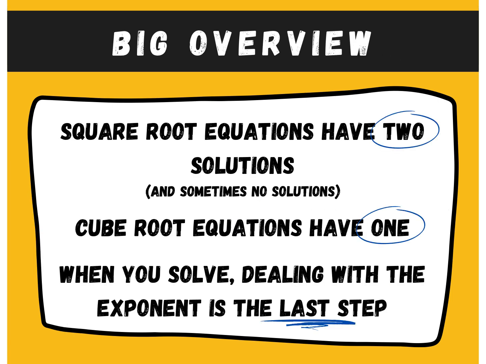So here's a big overview and something you might choose to write down in your notes. Square root equations have two solutions most of the time, and sometimes they have no solution. We just learned that you cannot square root a negative value. Cube root equations have one solution. And when you solve, dealing with the exponent should be the last step. That's the last thing you do.